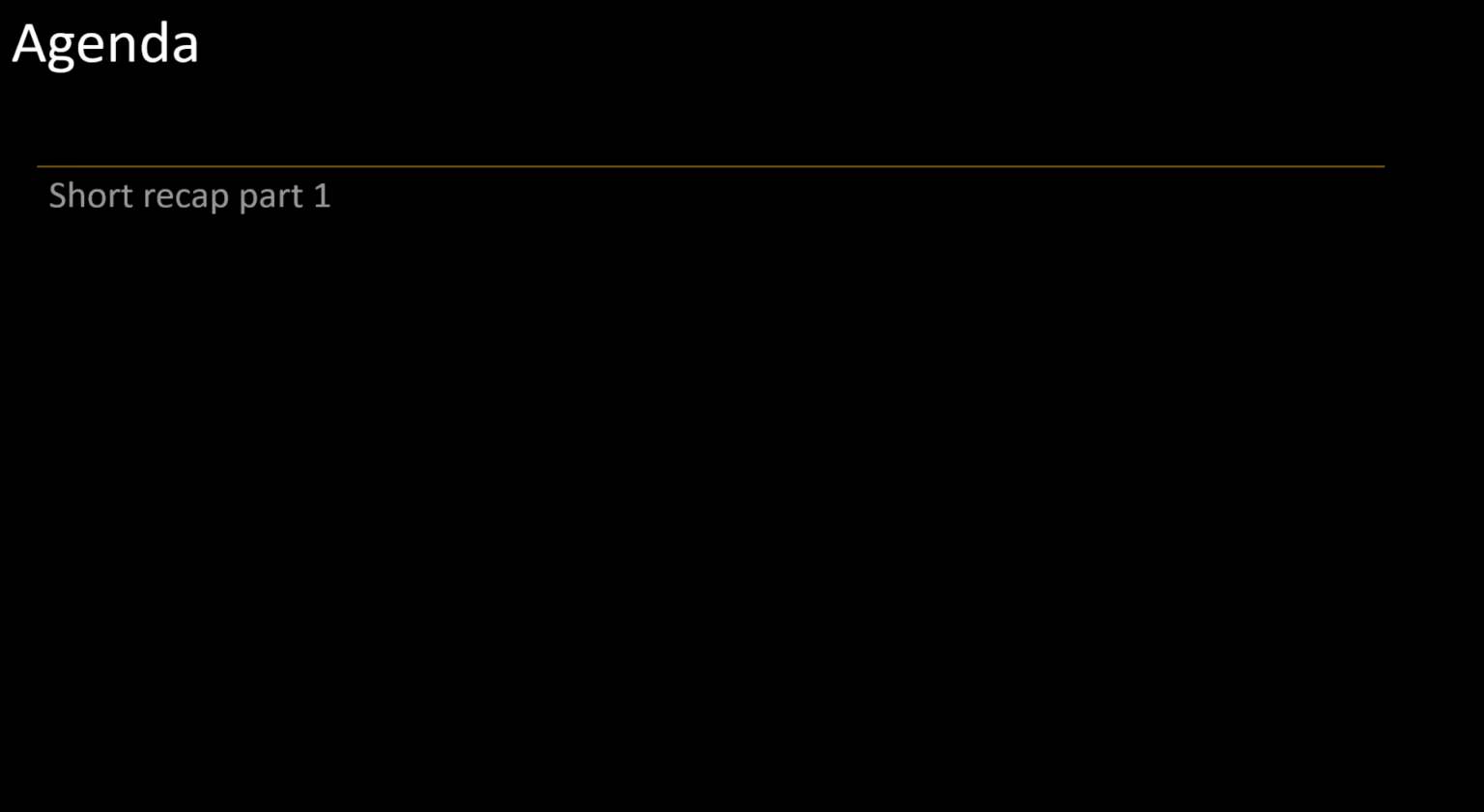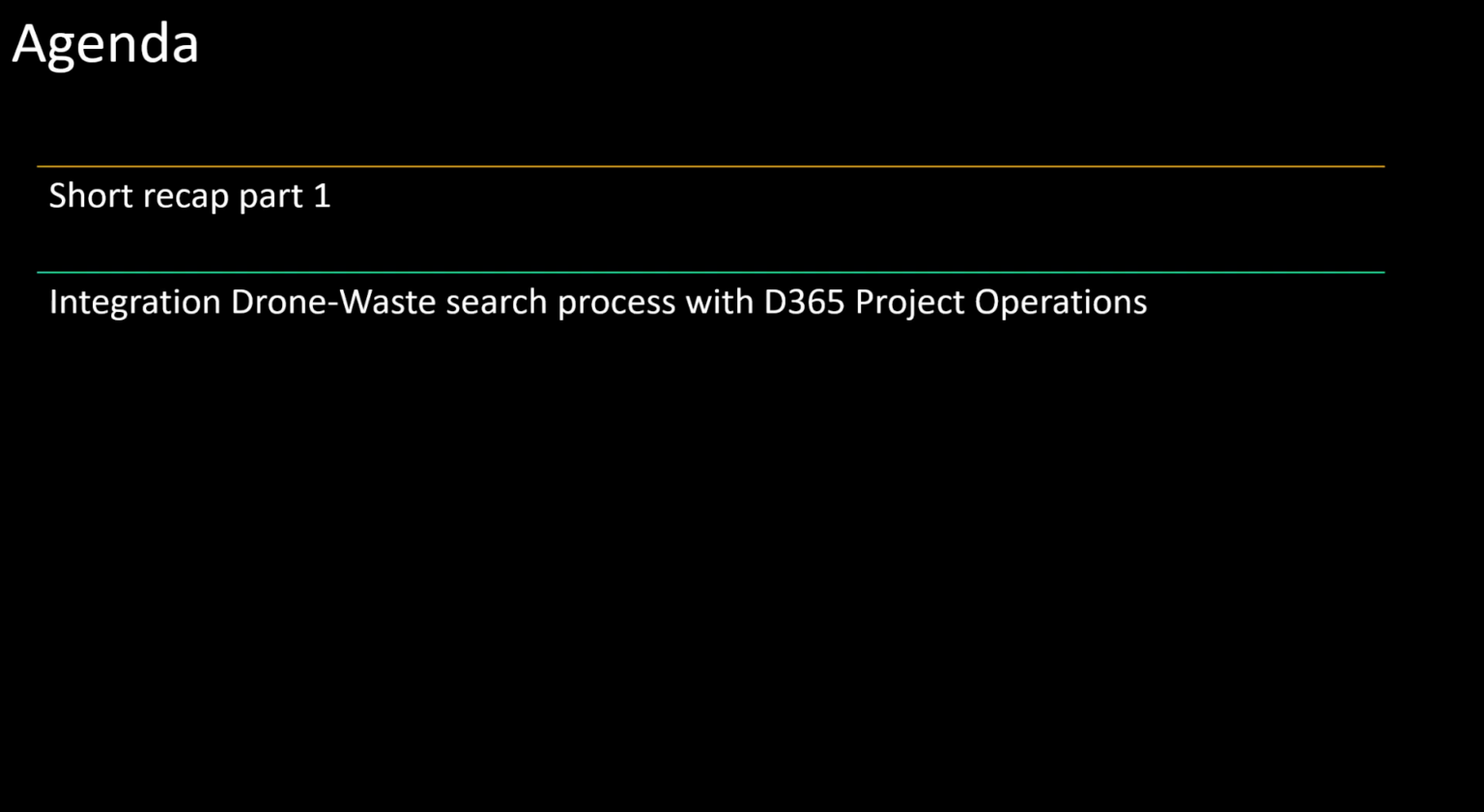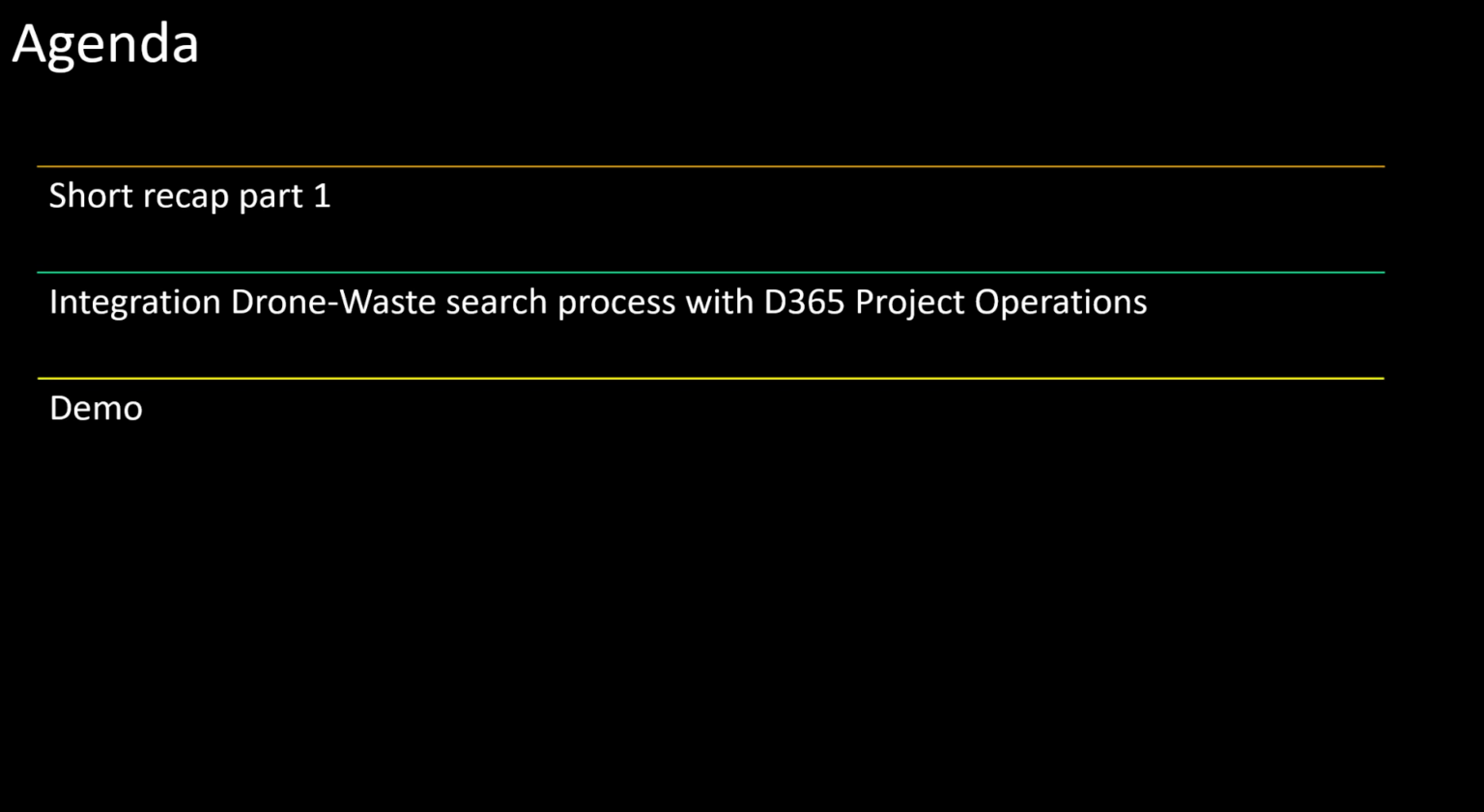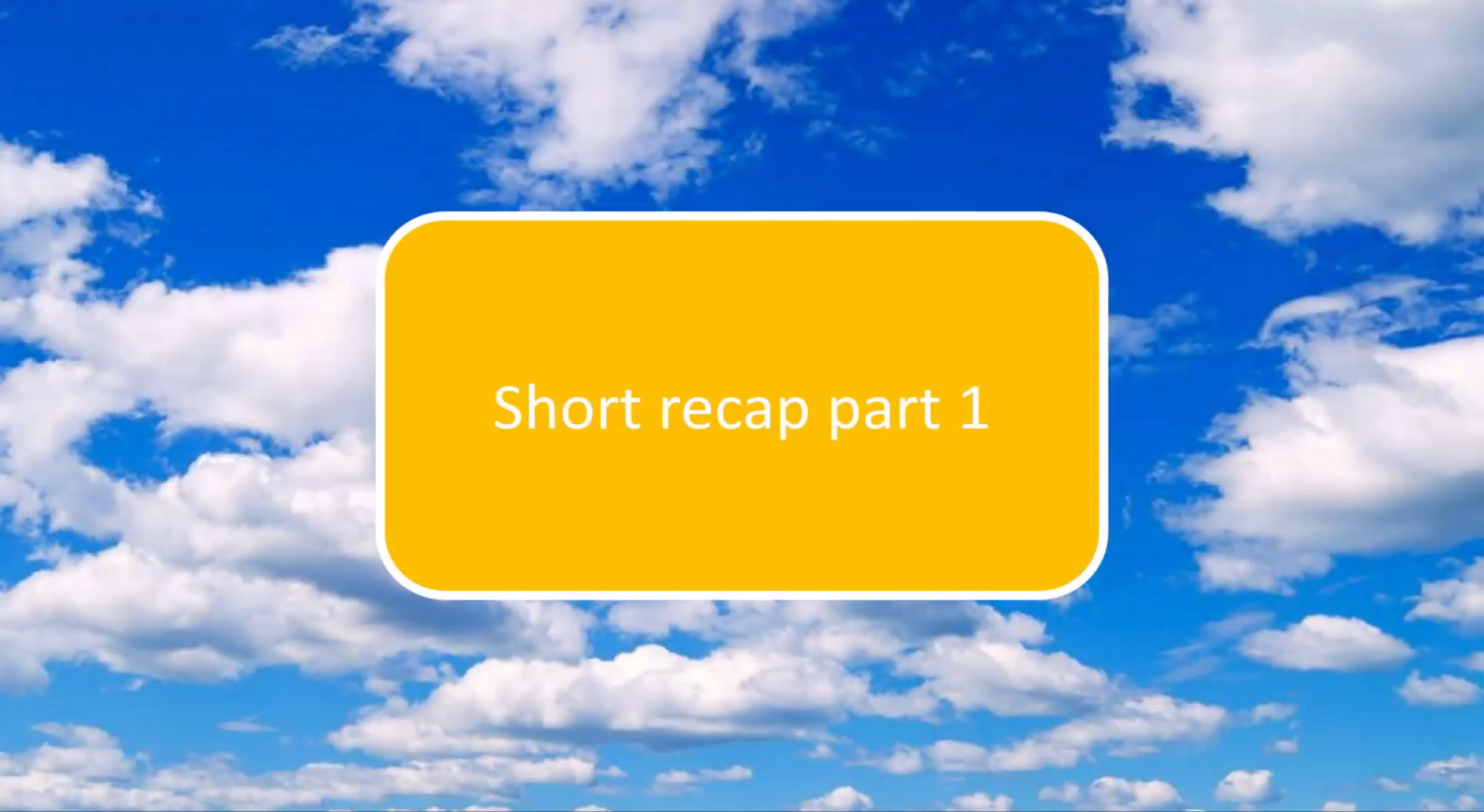What we will do in this post is the following. I will quickly give you a recap of what we did in the first part. Then I will show you how we can extend the first process. And I want to show you how to integrate things with project operations to track the waste cleaning and assignment tasks. Then I will do a demo, and then I will close with a short summary. So let's get started with the recap of the first part.